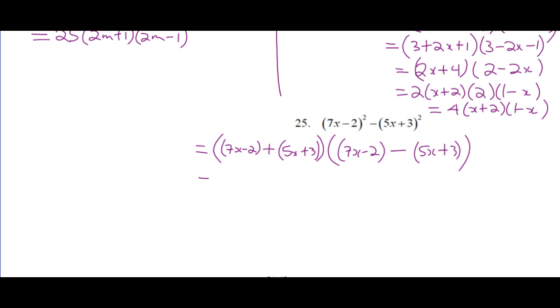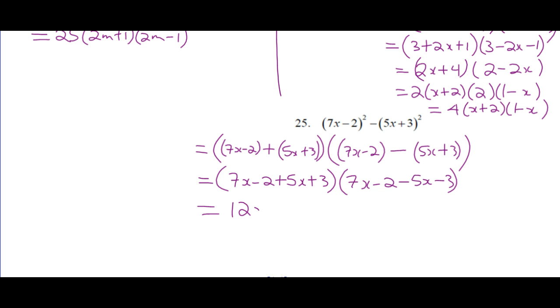Everything's nicely bracketed, so now we can go through and remove brackets, which is going to make no difference to what we write in the first set, and it's going to make a big difference in the second set. Okay, and then we collect. So we get 12x plus 1, and we get 2x minus 5.